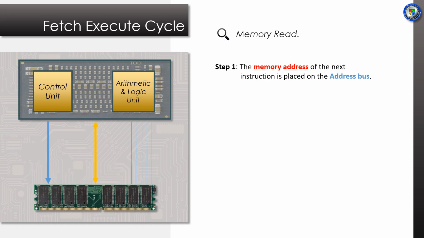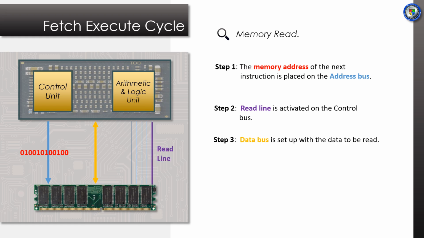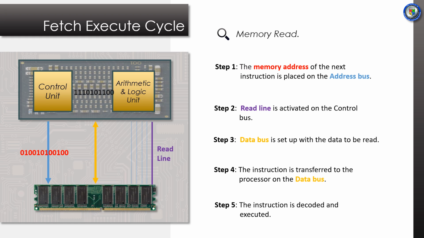Now let's look at a couple of detailed operations. We'll start with a memory read operation. In step 1, the memory address of the next instruction is placed on the address bus. The read line is then activated on the control bus. The data bus is set up with the data to be read. The instruction is transferred to the processor on the data bus. And the instruction is decoded and executed.